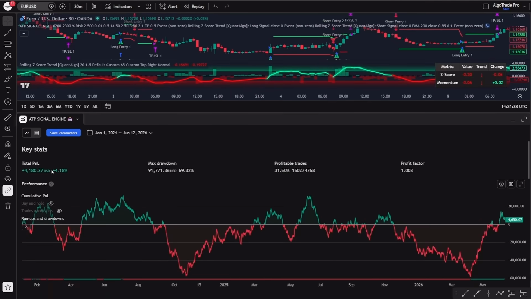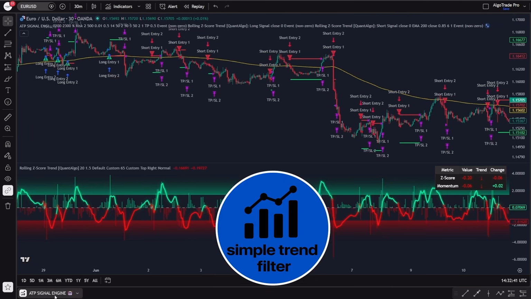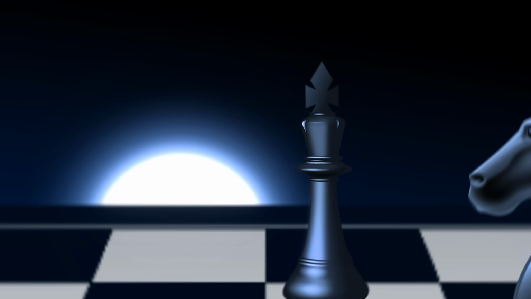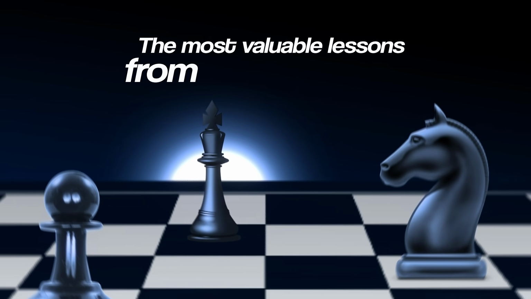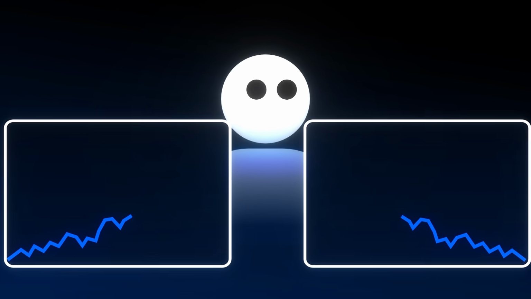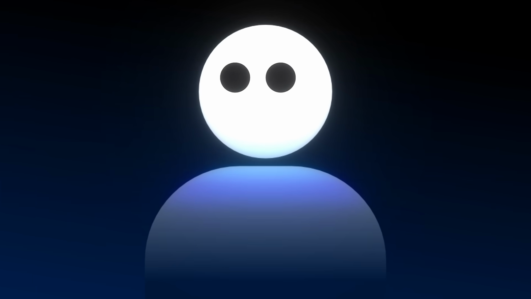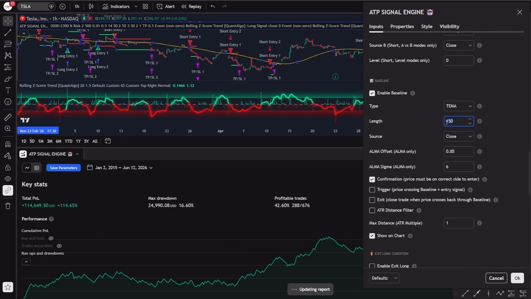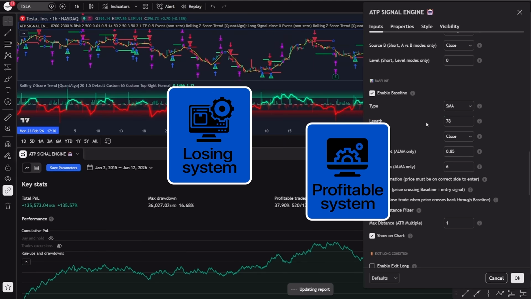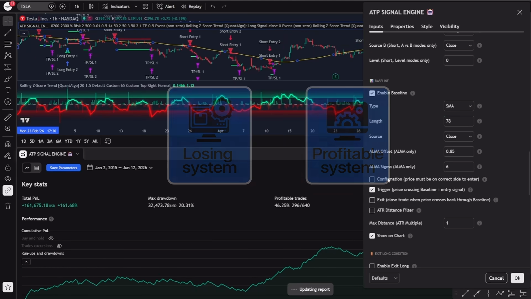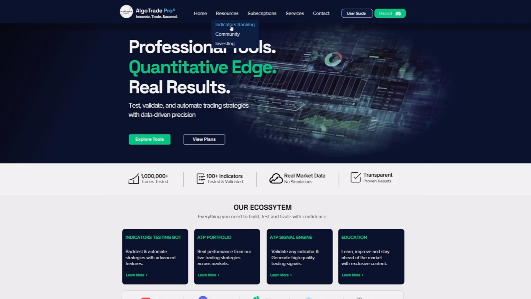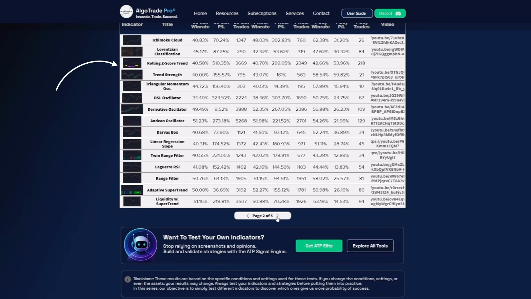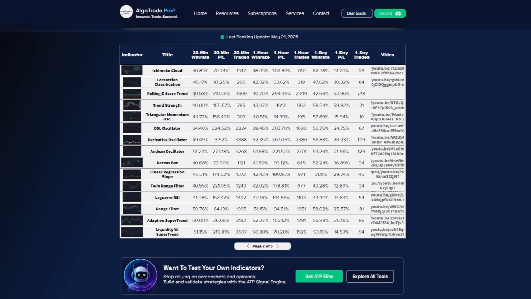Absolutely. The raw signals alone weren't impressive, but once combined with a simple trend filter, the indicator became dramatically more effective. And honestly, that's one of the most valuable lessons from today's video. Most indicators don't need to be replaced, they need context. And that's exactly what proper testing allows you to discover. Because very often the difference between a losing system and a profitable one is not the indicator itself, it's how you use it. And because of these results, we are officially adding the rolling z-score trend to our indicators ranking table. The final position is now appearing on the screen.